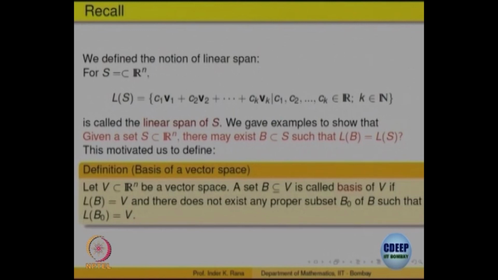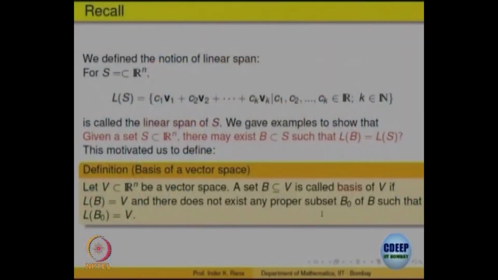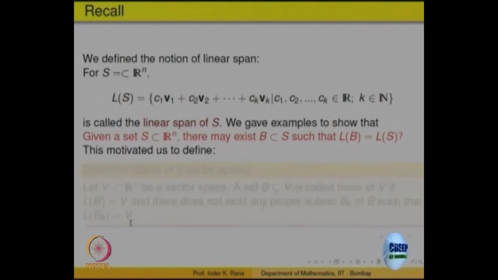So, a basis was defined as a set of vectors whose linear combinations give the whole vector space, and there is no proper subset of it which gives the linear combinations as the vector space. So, a basis is a minimal set of generators. Given a set, it should generate everything. So, every vector in V should be a linear combination of it, and no proper subset of it should generate it. So, such a thing we called as a basis of a vector space, and we gave examples of basis of vector spaces.